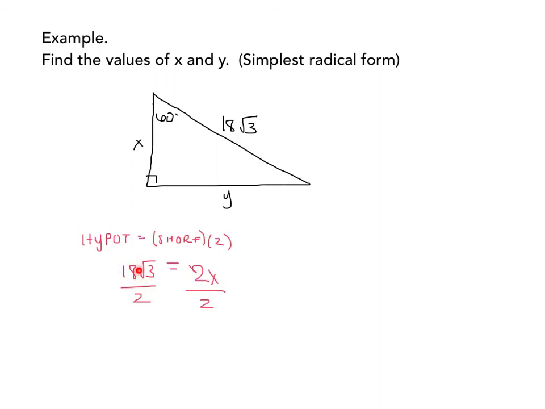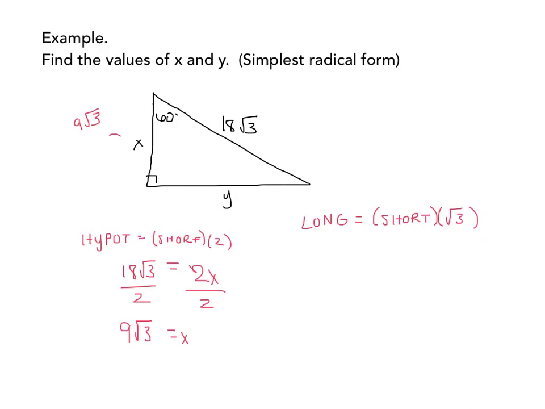So we can divide 18 by 2 to get 9 square root of 3 is equal to x. And now that we know the shorter side, which again is 9 square root of 3, we can find the longer side, which is y. The longer side, and this is from our theorem again, is equal to the shorter side times square root of 3.